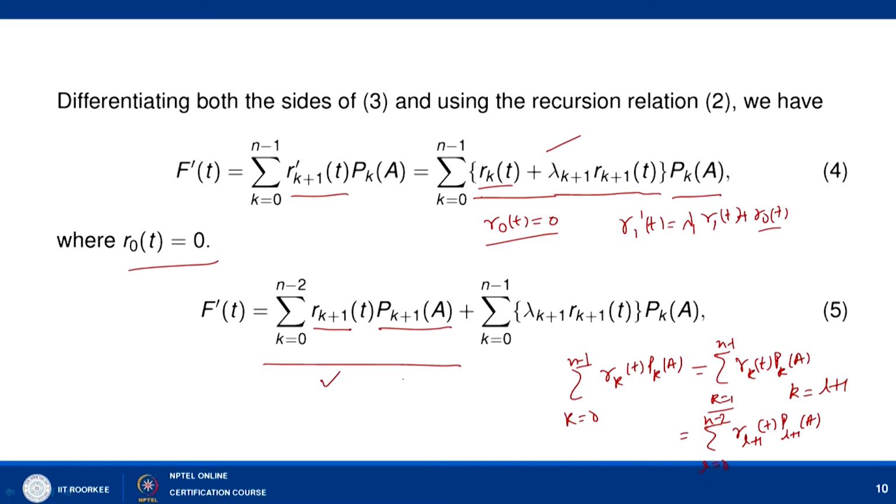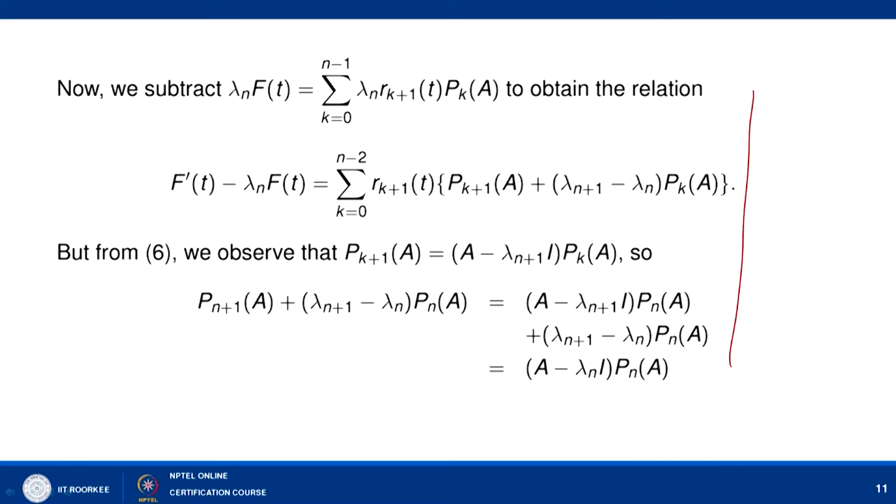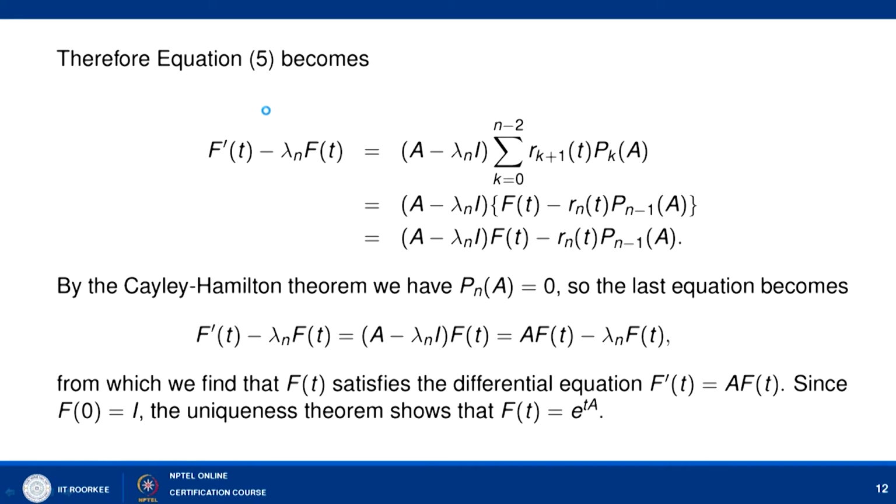From this onward we have shown this, and there is an alternative way to handle this situation: you subtract lambda and f(t), and then simplify. I am not going to do that. We are simply reaching this point that f(t) satisfies the differential equation f'(t) equal to A f(t) and f(0) equal to I, and we already know that e^{At} satisfies this. By the existence and uniqueness theorem we simply say that f(t) is equal to e^{At} for all time t. So that is the proof.